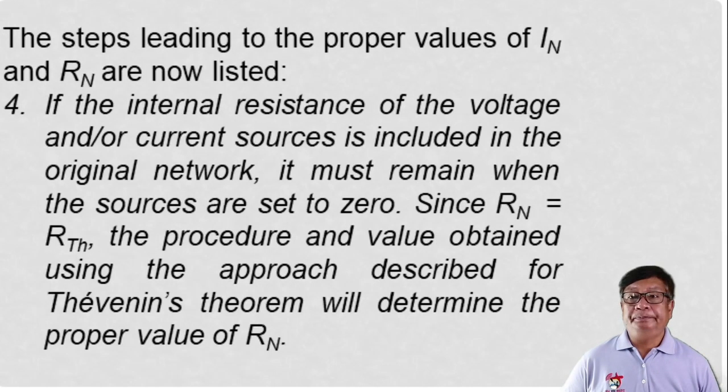Okay, so for step number 4, if the internal resistance of the voltage and or current sources is included in the original network, it must remain when the sources are set to 0. Your Norton resistance is also equal to the Thevenin resistance. So paano gawin yun? So balik tayo sa kung paano kinuha ni Thevenin yung looking back resistance. Yun din ang gagawin natin kay Norton, no? Yung looking back resistance gagawin, it is equal to the Norton resistance. Okay. So wala tayong problema sa pag-solve ng looking back resistance R sub N or R sub TH. They are just the same.